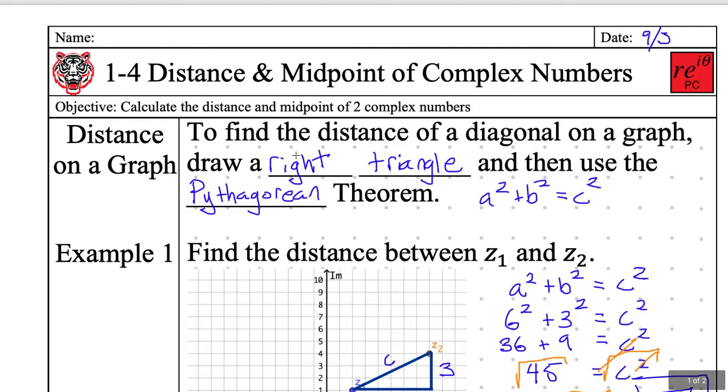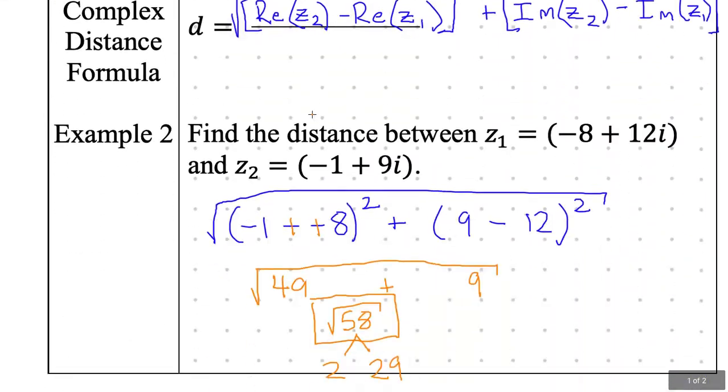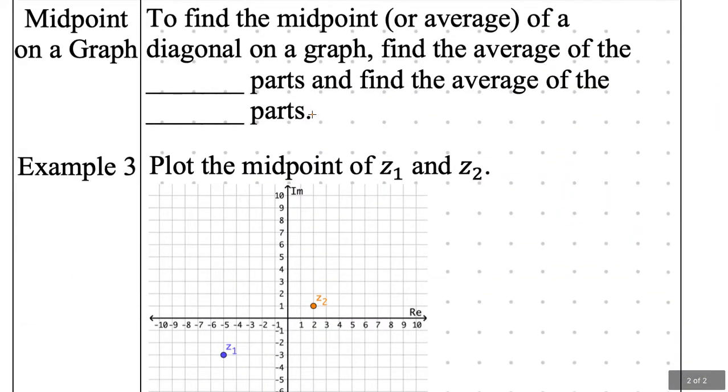Again, the objective is distance and midpoint. So we've done half of the objective. Here's the other half. To find the midpoint, also known as an average of a diagonal on a graph, find the average of the what parts and then find the average of the other parts. So take a guess as to both of these names. Eva, go for it. Real and imaginary. There it is, real and imaginary. Find them separately. Find the real, find the average, done. Find the imaginary average, done.